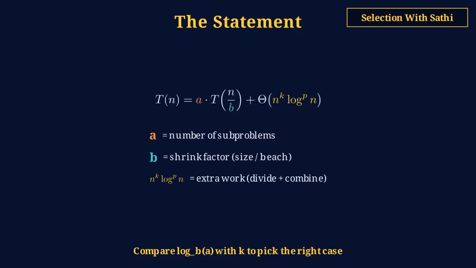The key idea is to compare a with b to the power k. This comparison tells us whether the recursion does more work, or the non-recursive part does more work, or they are balanced. That gives us 3 cases. Let us look at each one.